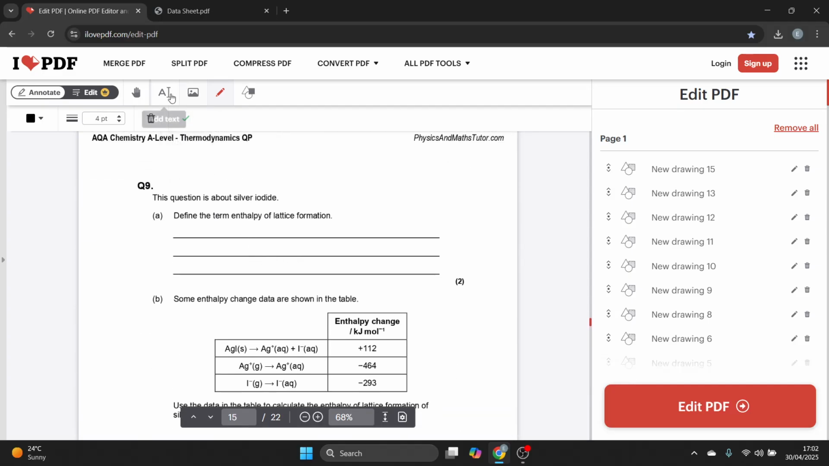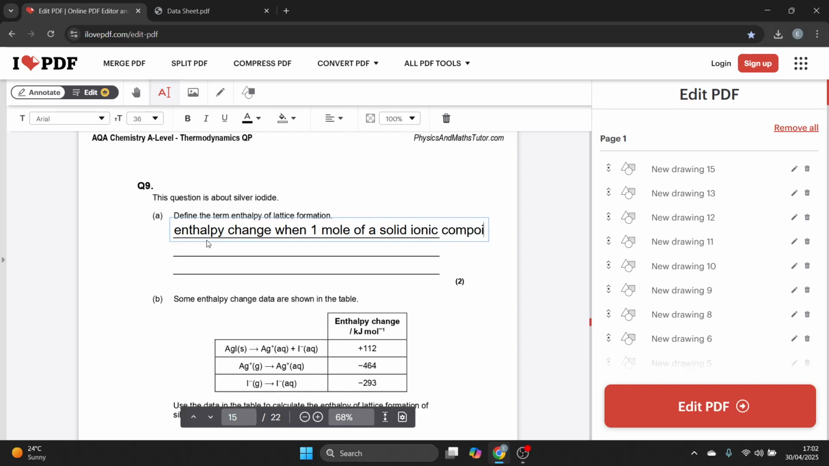Define the term entropy of lattice formation. The entropy change when 1 mole of a solid ionic compound is formed from its gaseous ions.